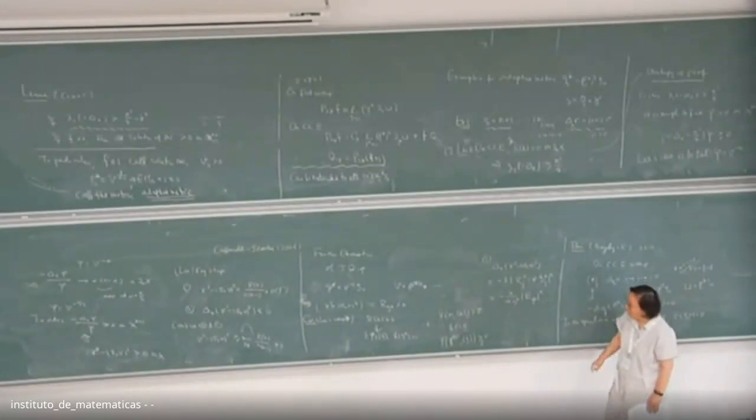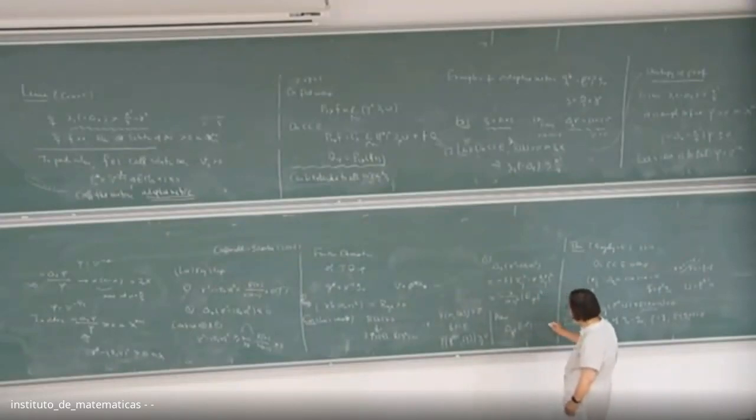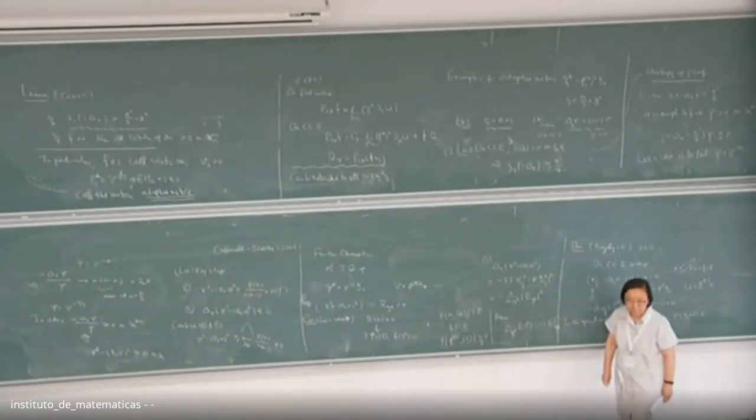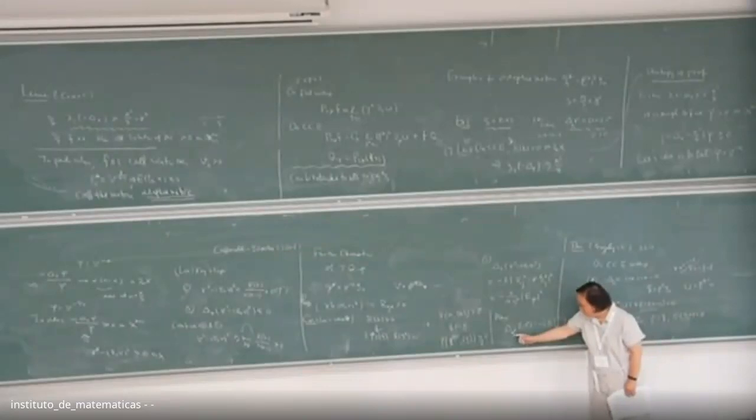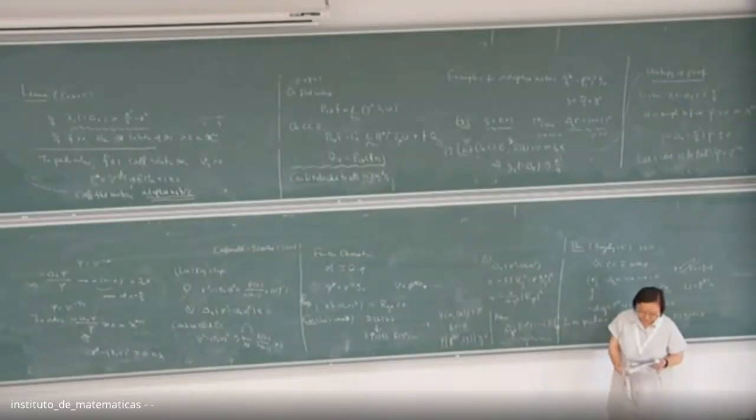So this metric has the Laplacian of G plus the scalar curvature of this metric G star equal to minus some constant times this G squared. Hence, by the maximum principle, the scalar curvature of G on the boundary is positive. And it satisfies this PDE.